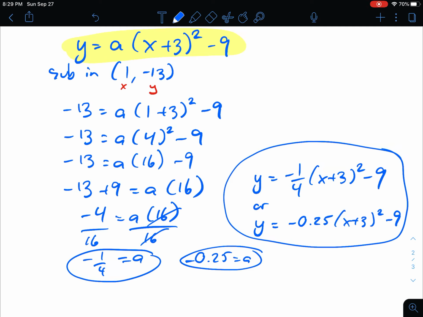So you would generate the equation of a parabola if you know the vertex and a known point. Hopefully you learned something. Hopefully you can use it in your next question.